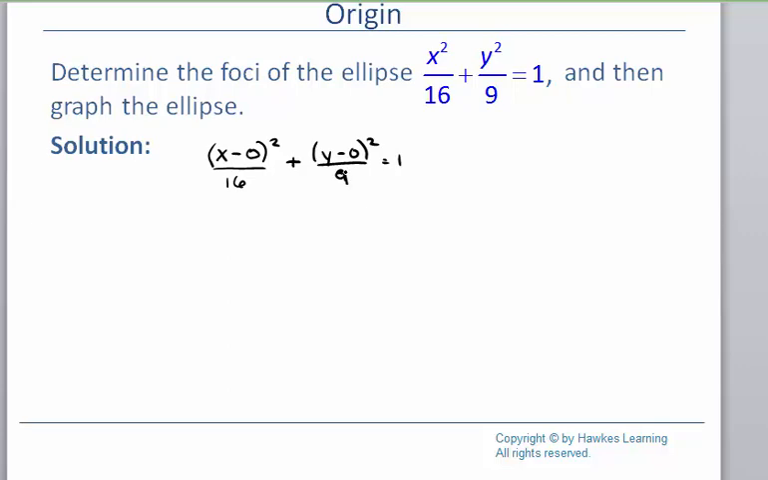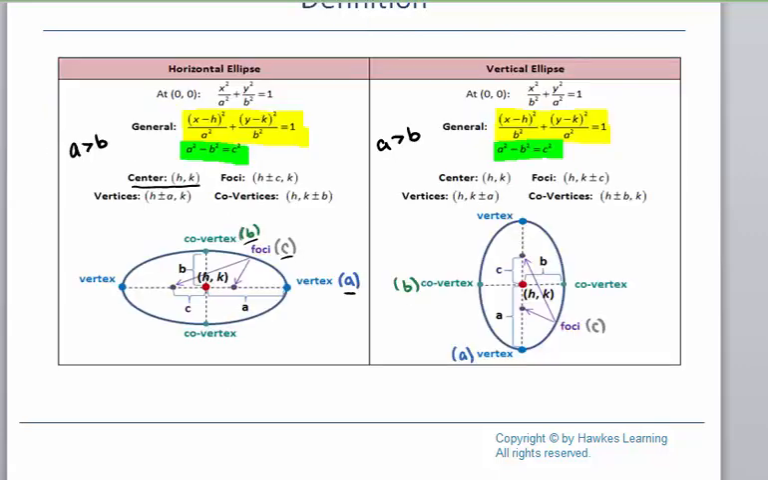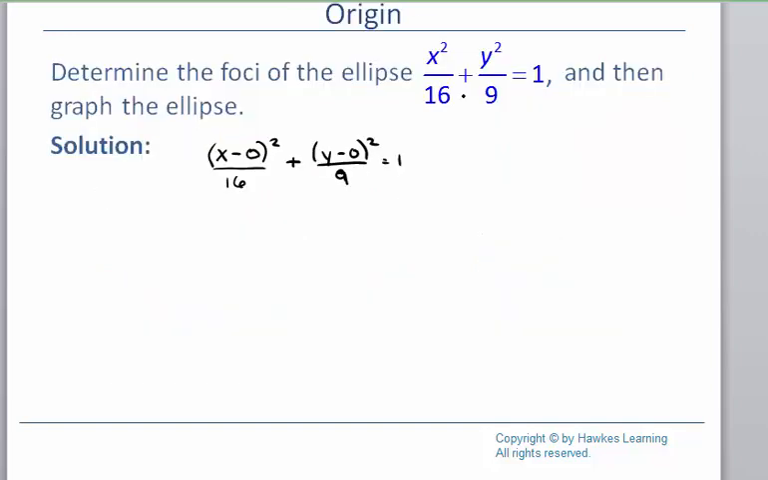Okay, so what that tells me then is that my center of the ellipse is going to be 0, 0. Now again, I'm going to go back and look at this. Remember that the center is made up of your h and your k. That's the number that's subtracted off inside the parentheses. So I know right now that my center point on this ellipse is going to fall at 0, 0.